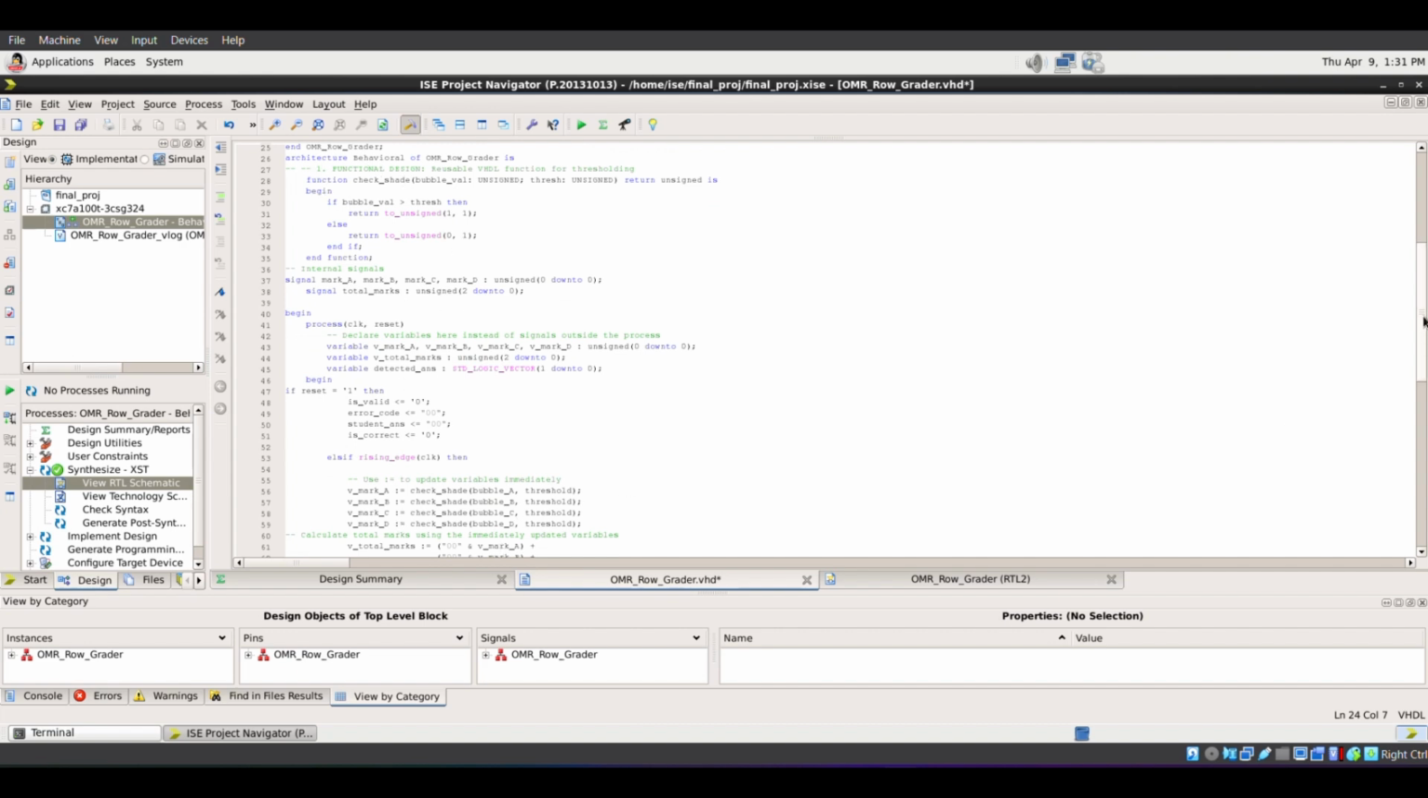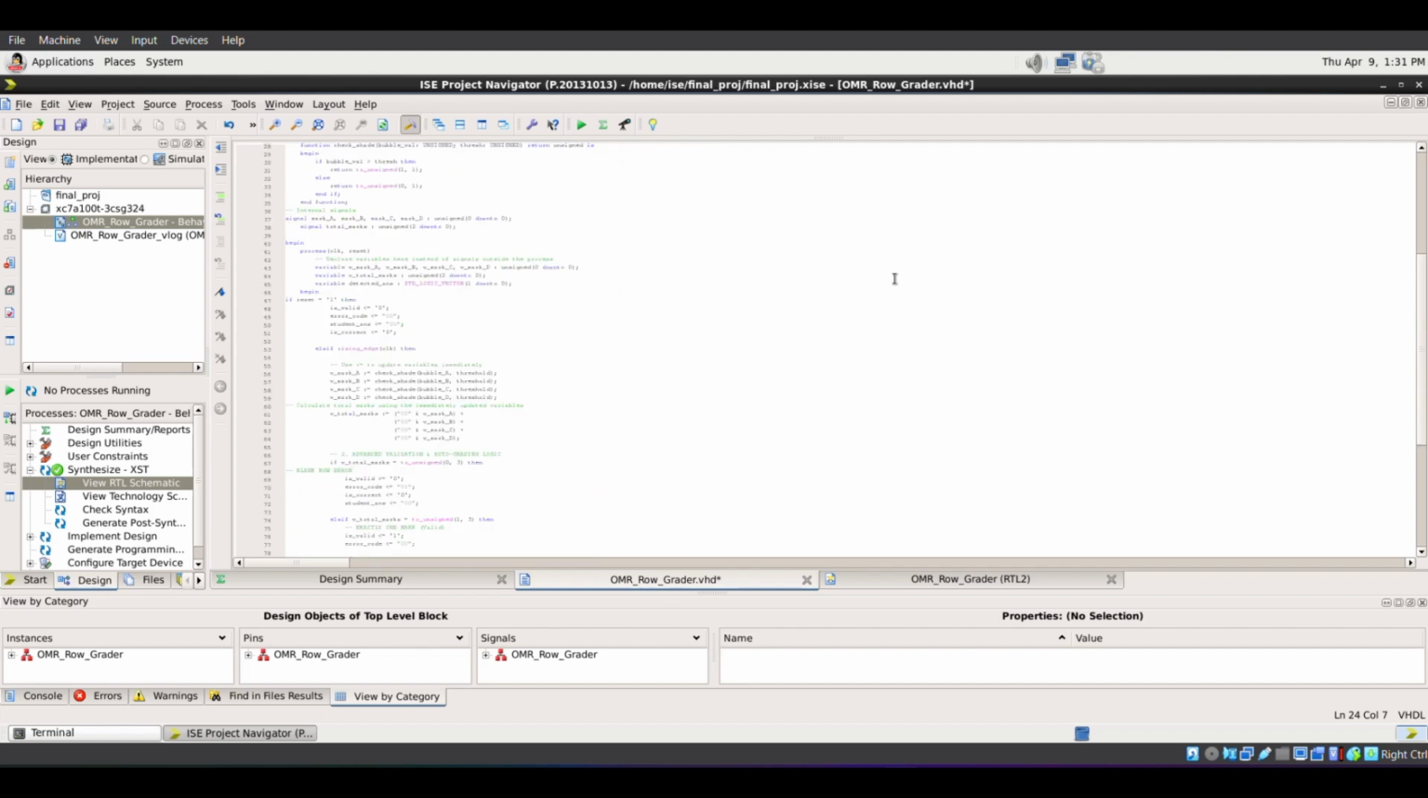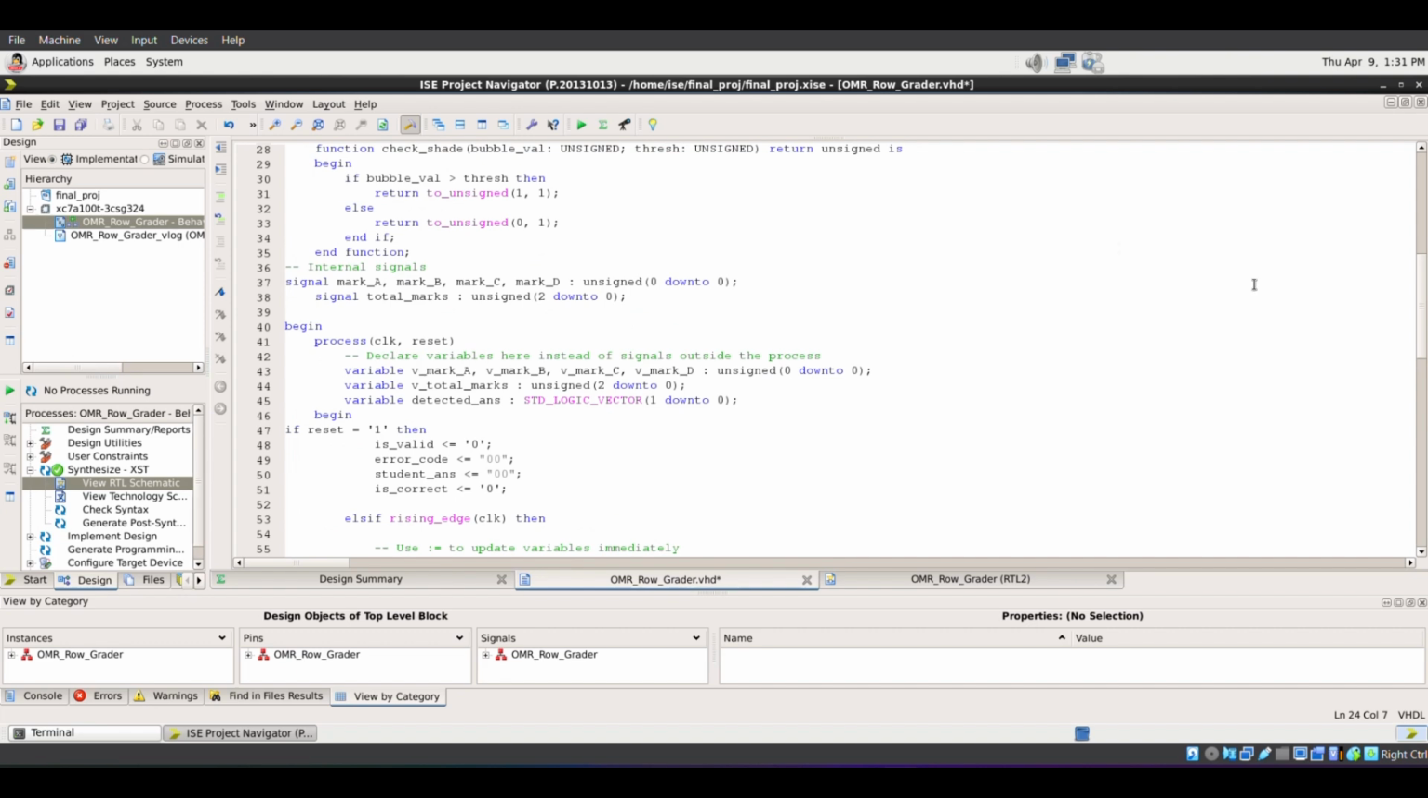Second is the summation block. We concatenate and add the digital outputs of the 4 bubbles. This gives us a 3-bit total marks vector telling us exactly how many bubbles on that specific row were shaded.